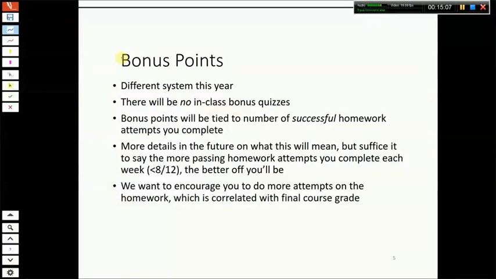So basically the maximum is 2, and then whatever percentage of those attempts you end up completing is going to determine how many bonus points you get. And as I'll show you in a little bit, there is a lot of data that we have to back up the idea that the more homework attempts you do, the better off you're going to be. And so we want to encourage that and give you an incentive to do that beyond just the inherent benefit of learning the material better.